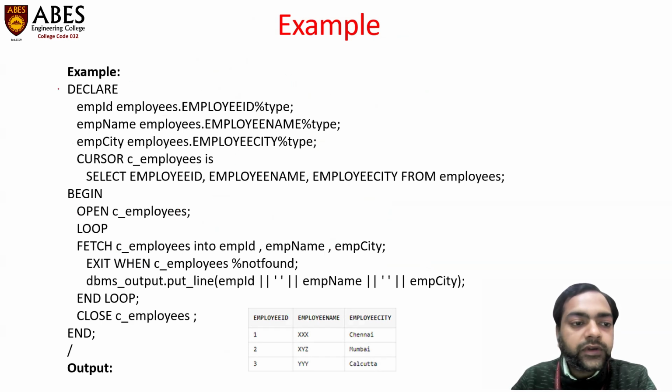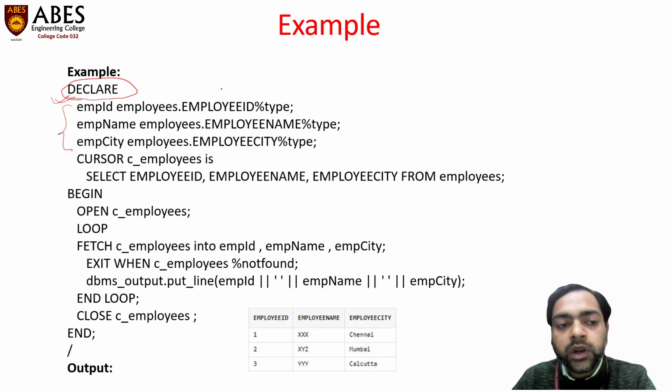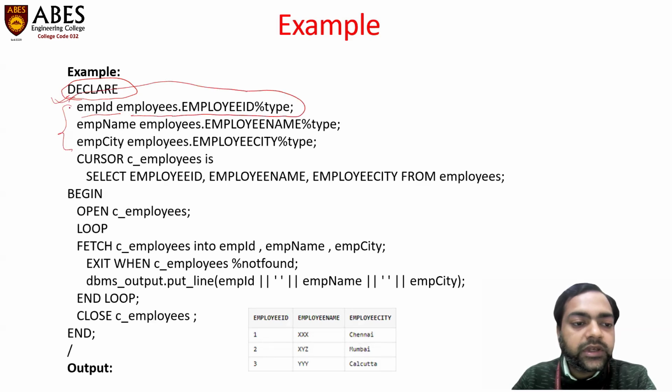First of all, we need to provide this declare section, and under this declare section we need to provide the column name. How can we provide it? This will be the employee ID, where employees dot employee ID at percentage type. This will be the syntax to declare a particular column in the cursor. What it will do is create employee ID as the column name.